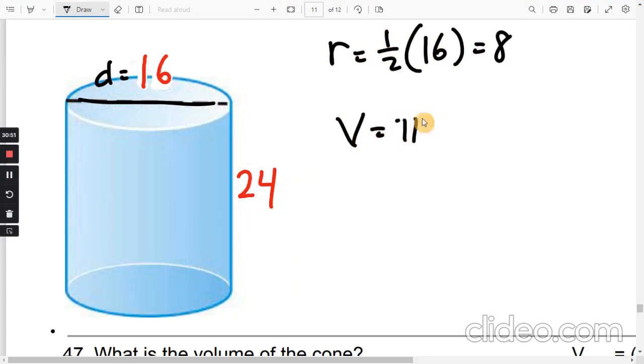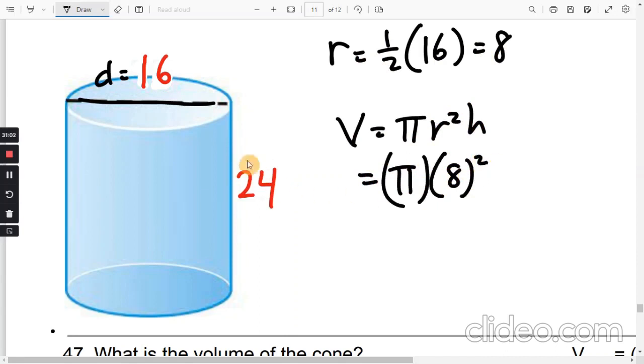All right, the volume is pi r squared h. So that's going to be pi, r squared, which is 8 squared, and h is your height. That's 24. So in place of h, I'll put 24. On the calculator, I'm going to do pi times 8 squared times 24.